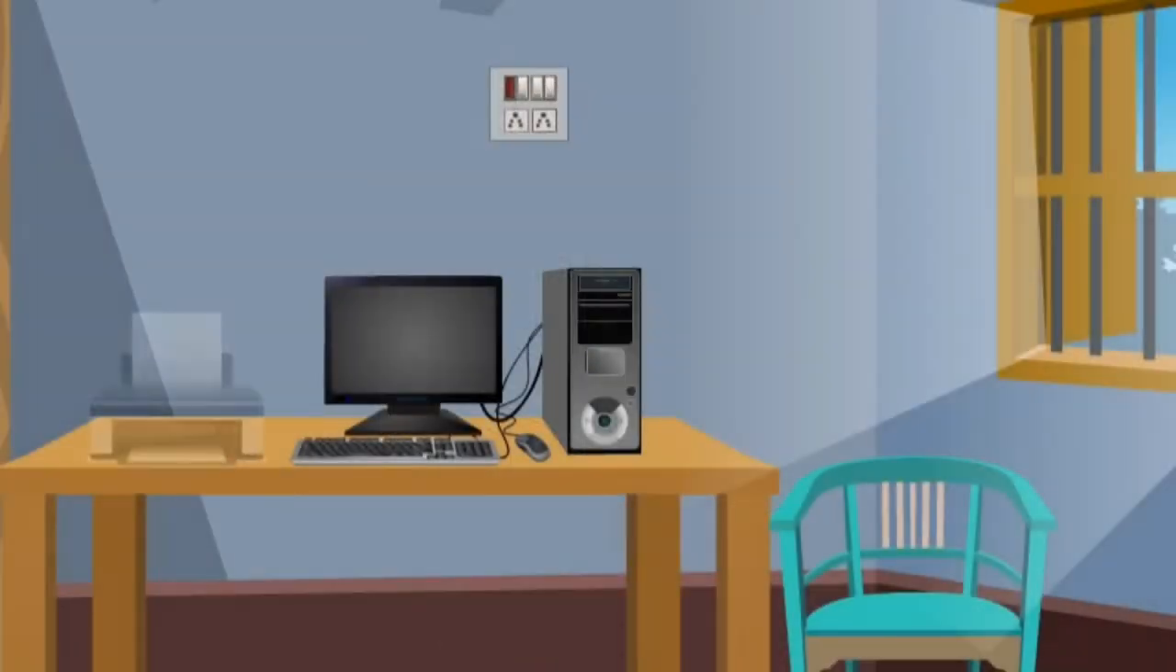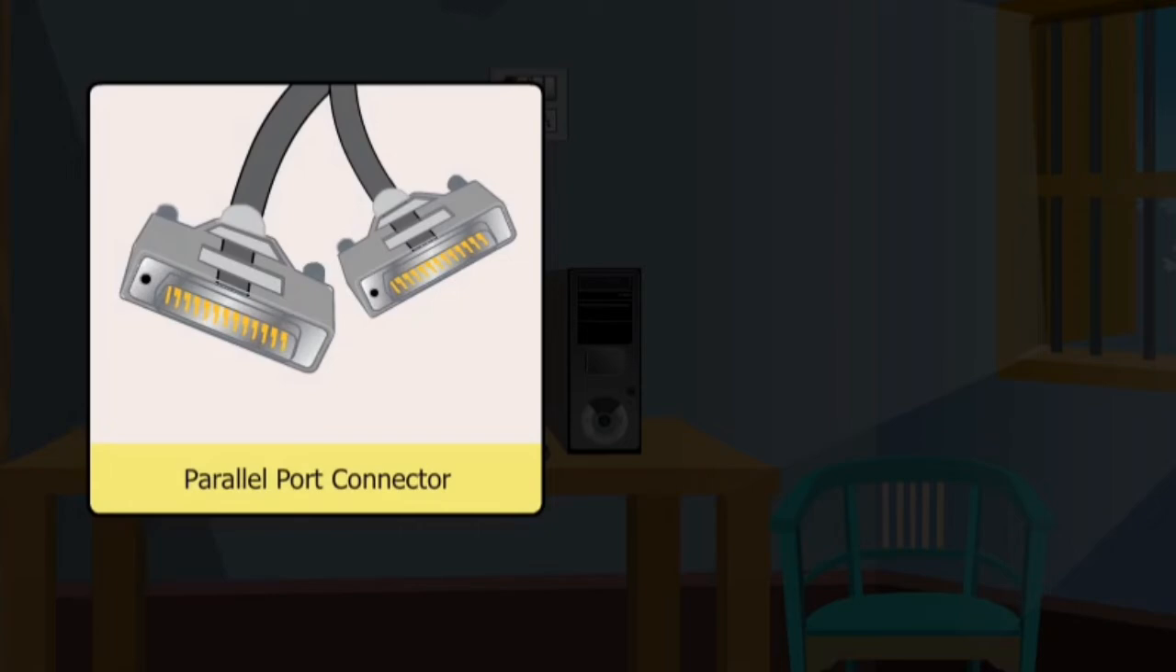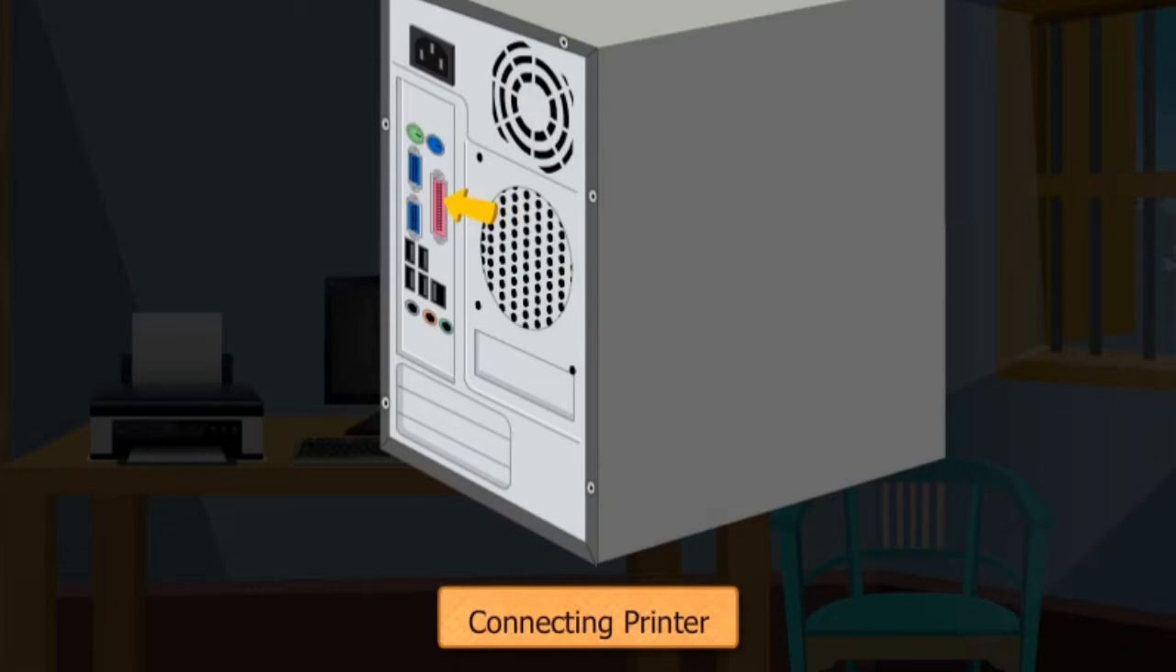Now, we need to connect the printer to the system unit. A printer has two models of connectors. They are the parallel port connector and the USB connector. We can connect the printer to any one of the two ports in the system unit, depending on the type of connector in the printer.